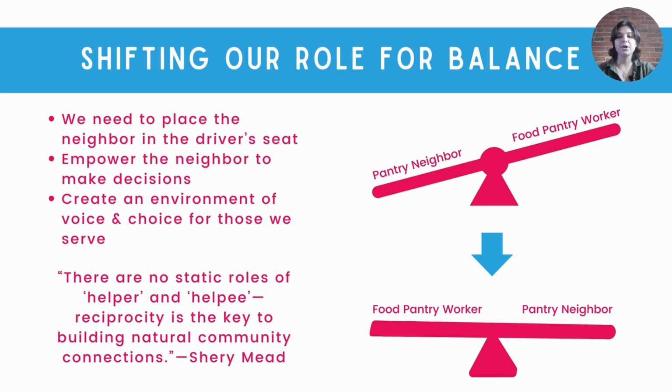This would look like knowing what's best for them, making decisions for them, and not allowing them to have a voice. Instead, we want to have a position on the same level as neighbors, asking them what they want, allowing them to decide on things like food choices of their own, and providing opportunities so that they can provide input into operations. We'll end this training with a quote from Sherry Mead, an important mental health advocate.